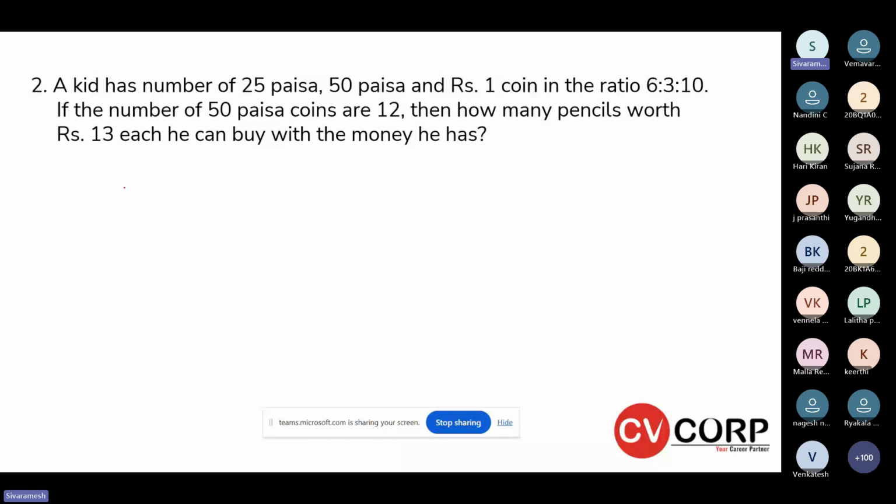A kid has a number of 20 paise coins, 50 paise coins, and 1 rupee coins in the ratio 6 is to 3 is to 10. If the number of 50 paise coins is 12, how many pencils worth 13 rupees each can he buy with the money he has? Here, the kid has denominations of 25 paise.